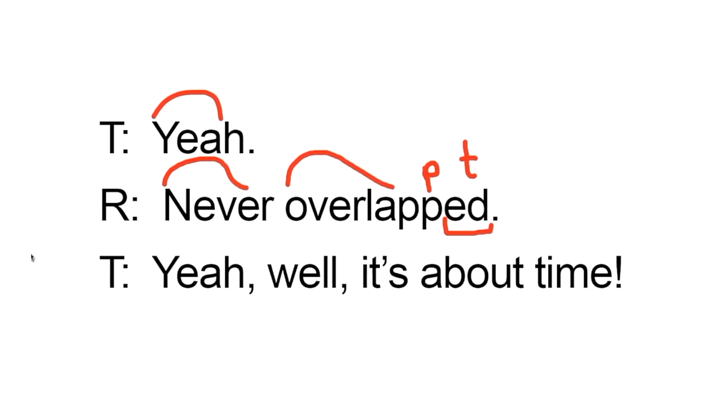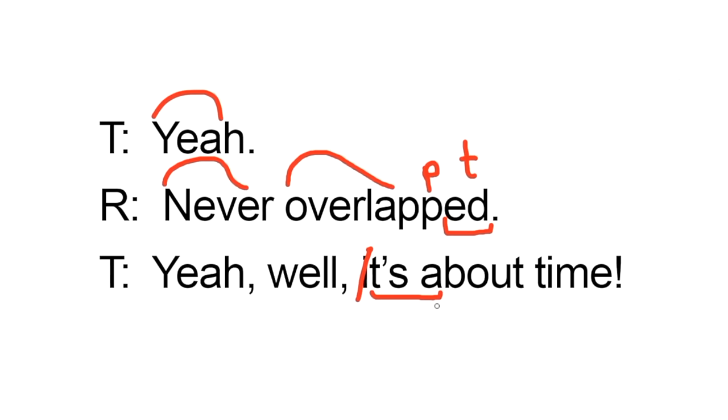Yeah, well, it's about time. Did you notice that Tom didn't really make a vowel here? It's about. He connected the TS sound into the next sound. Well, it's about time. How is this T pronounced? A stop T, because the next sound is a consonant.